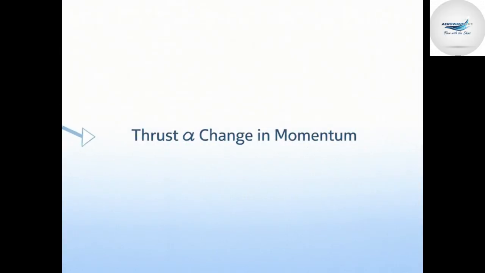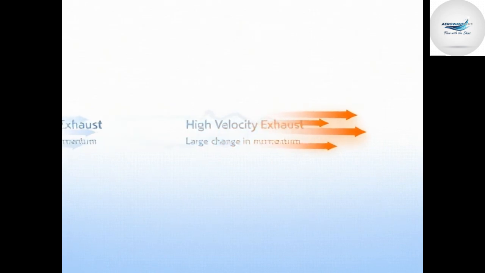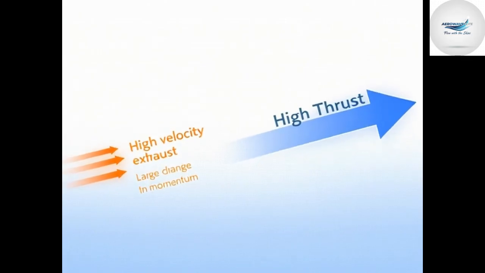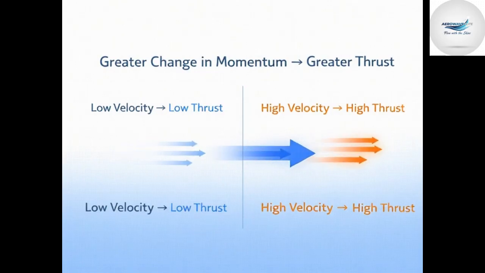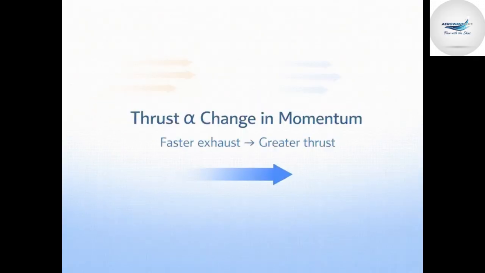However, thrust depends on how much the engine changes the momentum of the airflow. Momentum equals mass times velocity, and increasing it will increase the thrust. With a low velocity, the airflow experiences only a small change in momentum. Low velocity exhaust produces only a small change in momentum and therefore low thrust, while a high velocity exhaust creates a large change in momentum and much higher thrust. Greater change in momentum produces greater thrust.